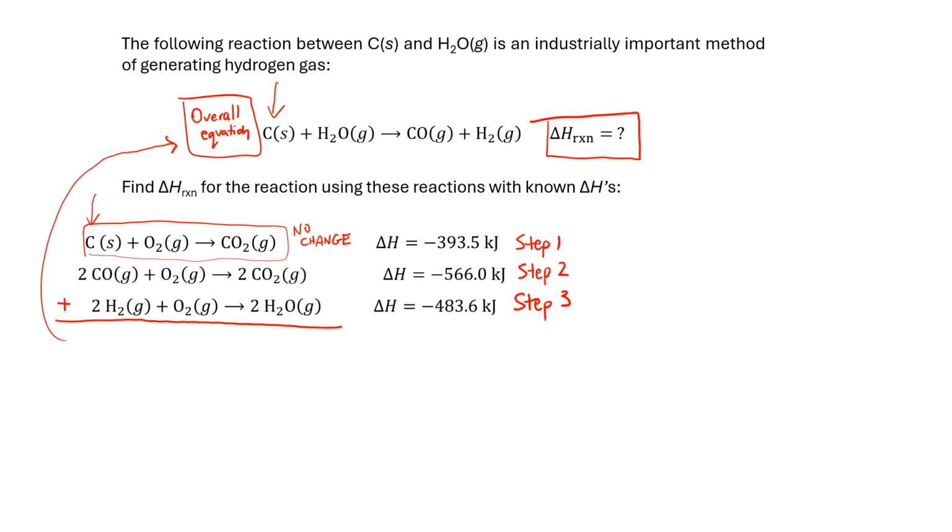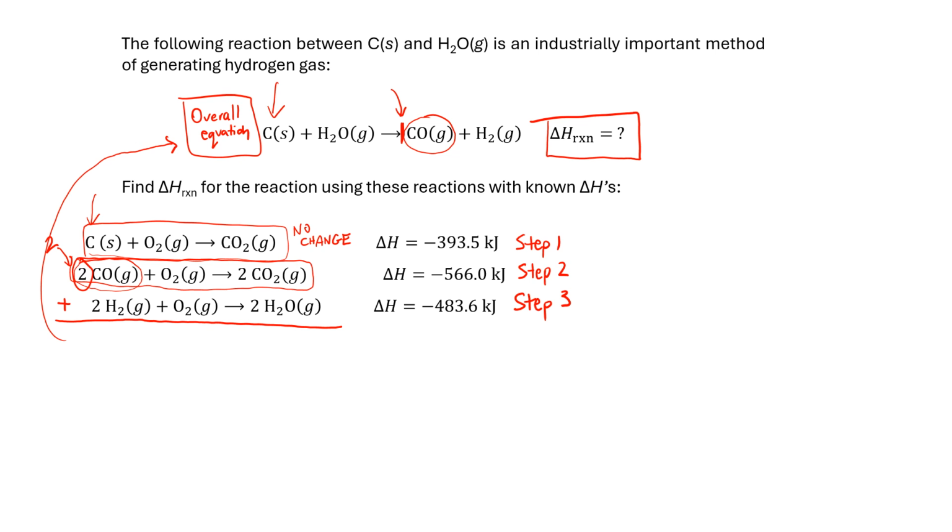Okay, let's look at the second one now. Notice in the second one, in this step, this is a reactant. But in the overall equation, this is a product, right? CO is a product. And not only that, but in the overall equation, we have one of these, right? There's an imaginary one there. But in here, we have two of them. So when we add this up, we can't end up with 2. We have to end up with 1.